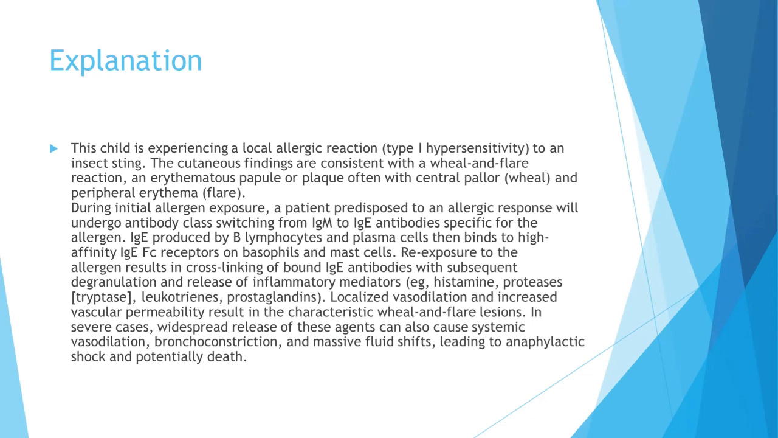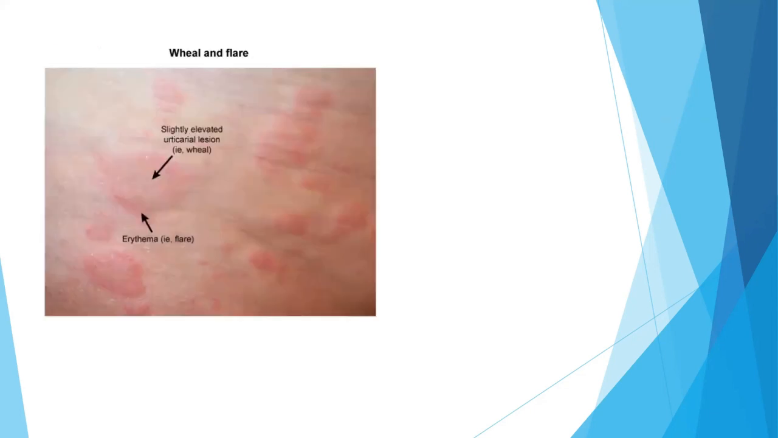The IgE produced by B lymphocytes and plasma cells then binds to the high affinity IgE Fc receptors on basophils and mast cells. And when there is re-exposure to the allergen, it results in cross-linking of bound IgE antibodies with subsequent degranulation and release of inflammatory mediators. The localized vasodilation and increased vascular permeability result in the characteristic wheal and flare lesions. Now, this is wheal and flare.